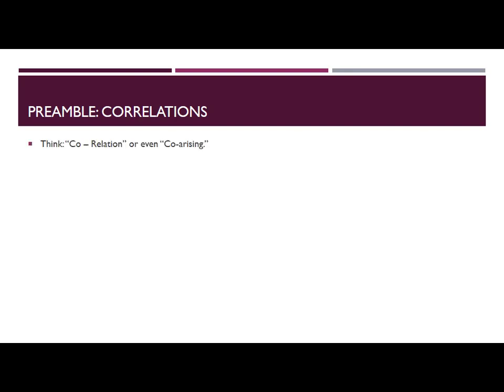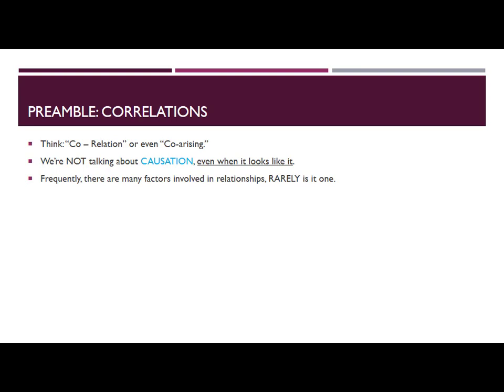If we're just starting with the basics, what we should do in terms of thinking about correlations is consider them correlations or co-arisings. The reason why we want to do this is because we're not talking about causation, even when it looks like it whenever we're studying correlations. Correlations are not causative relationships. That's the thing I usually stress in most classes I teach, and I think it's the best policy because, as usual, whenever there's a relationship, there's rarely one cause, but instead many factors.